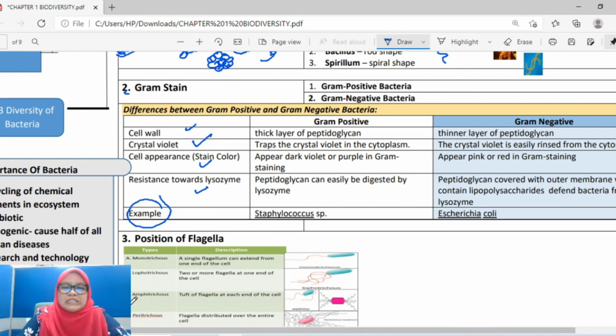So kalau kita cerita dari segi harmful, gram positif, gram negatif, both still harmful lah. But then the most harmful is gram negative. Why? Sebab dia lebih susah untuk to be killed ataupun to be digest by the lysozyme. So for the example, for gram positive is Staphylococcus. Okay, and then for gram negative is Escherichia coli. Or you can simply say E. coli.